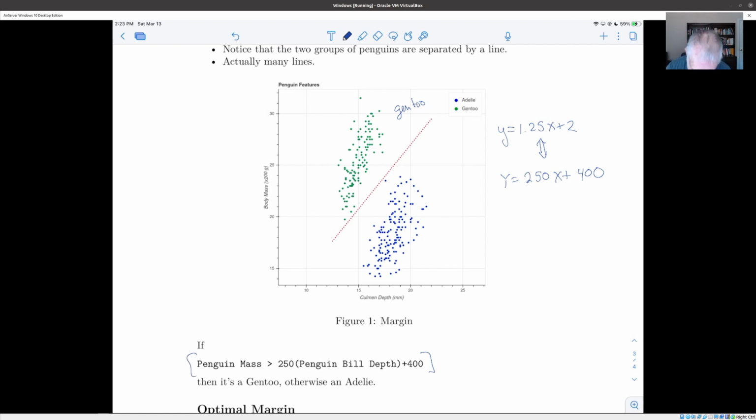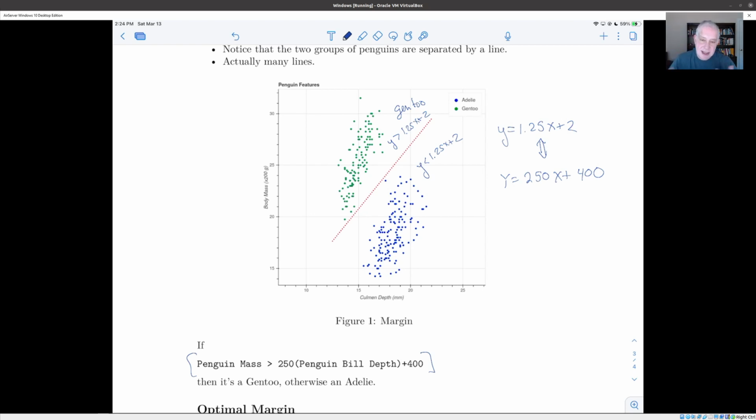So this is the region where y is bigger than 1.25x plus 2, and this is the region where y is less than 1.25x plus 2, given that x is your mass divided by 200. And so here's our very simple classification algorithm. You catch your penguin, you measure it, and compute this value, 1.25 times its bill depth plus 400. If its mass is bigger than that, it's a Gentoo penguin. If its mass is less than that, it's an Adelie penguin.